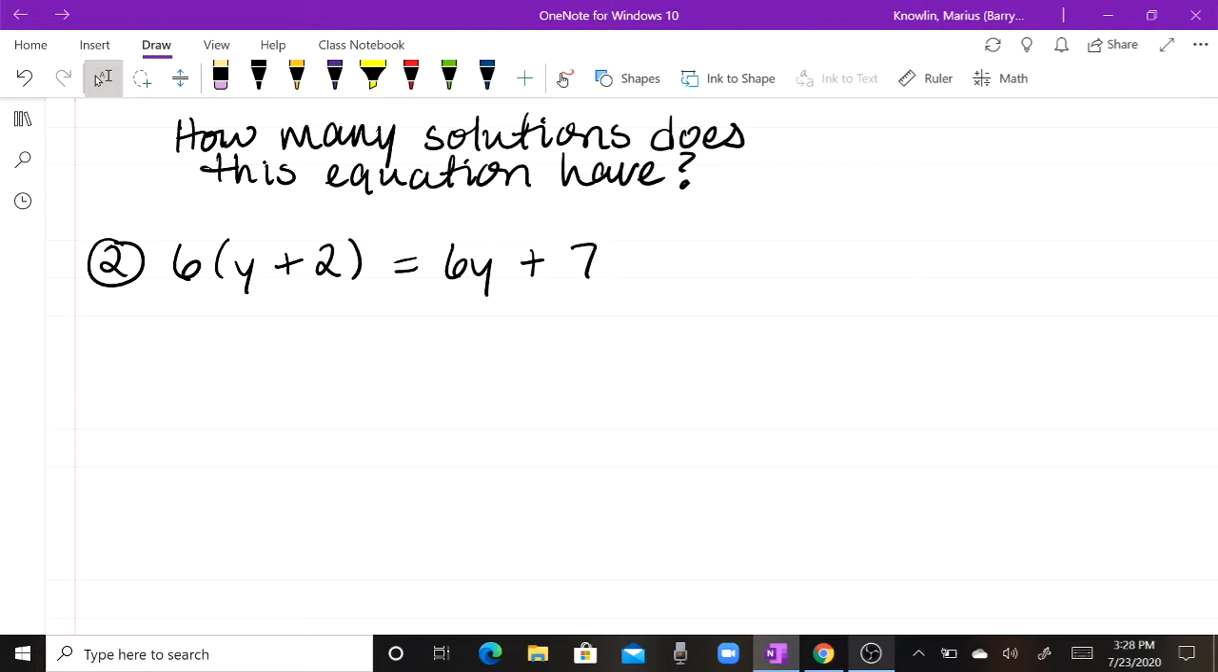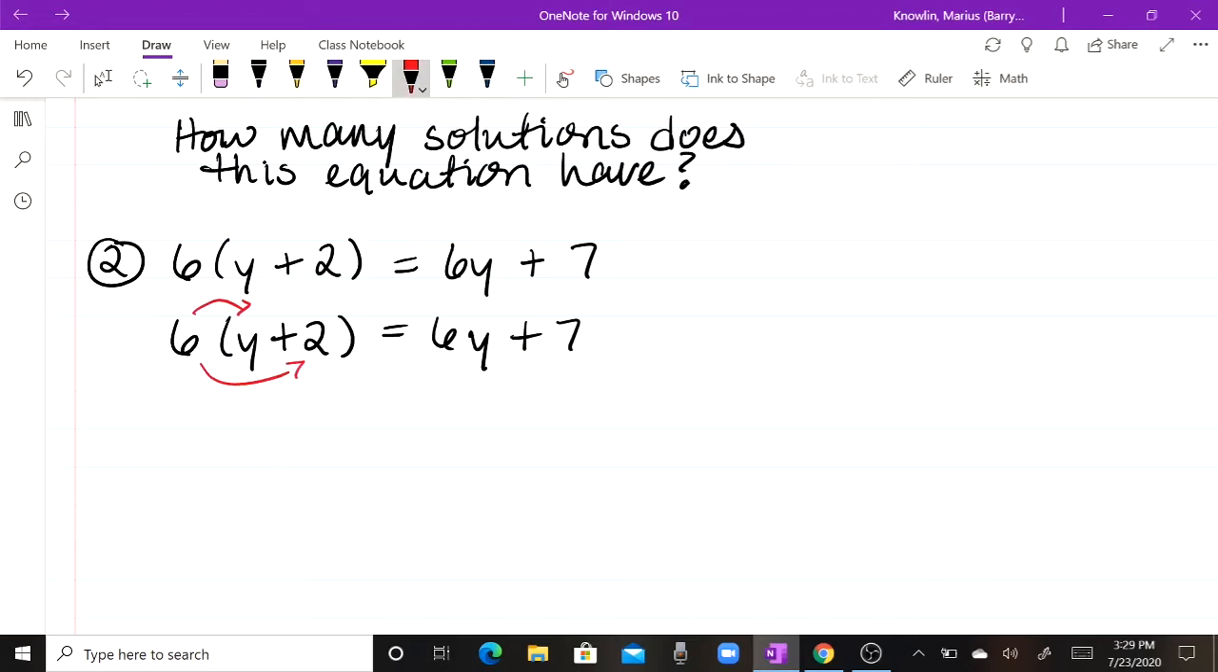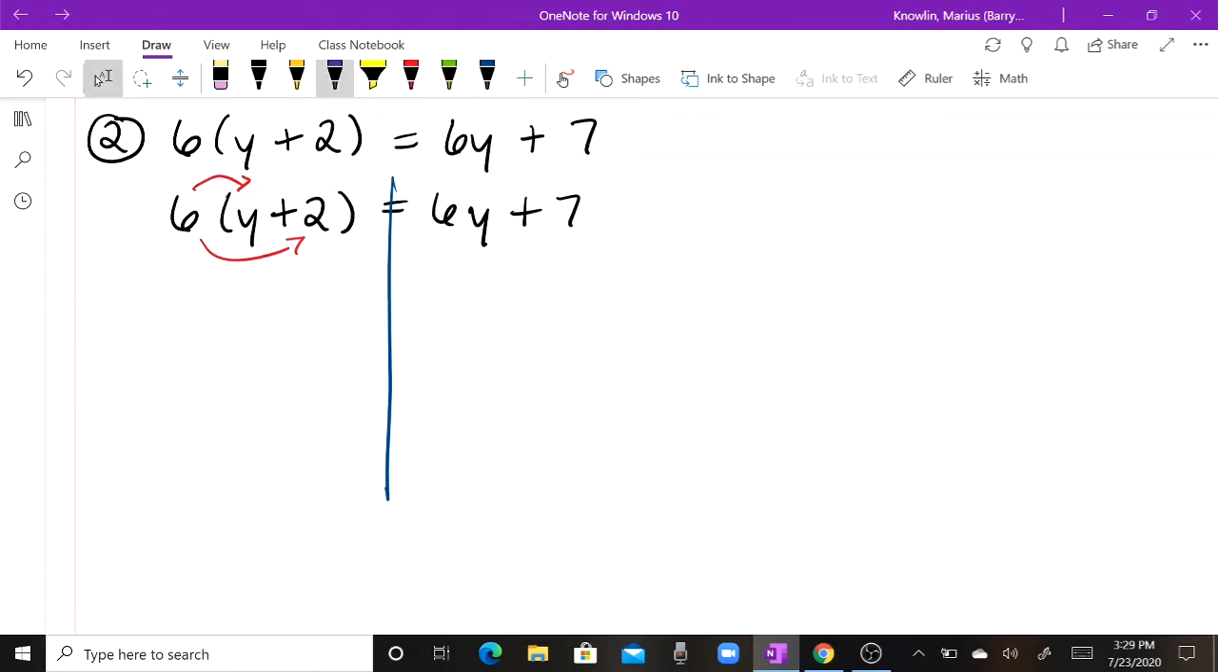All right, number 2. How many solutions does this equation have? We have 6 times the group of y plus 2 equals 6y plus 7. So of course, we want to begin by rewriting our equation. And then after we do that, we can distribute. So that's 6 times y, 6 times 2. Let's write the result of the distributive property: 6y plus 12 equals 6y plus 7.